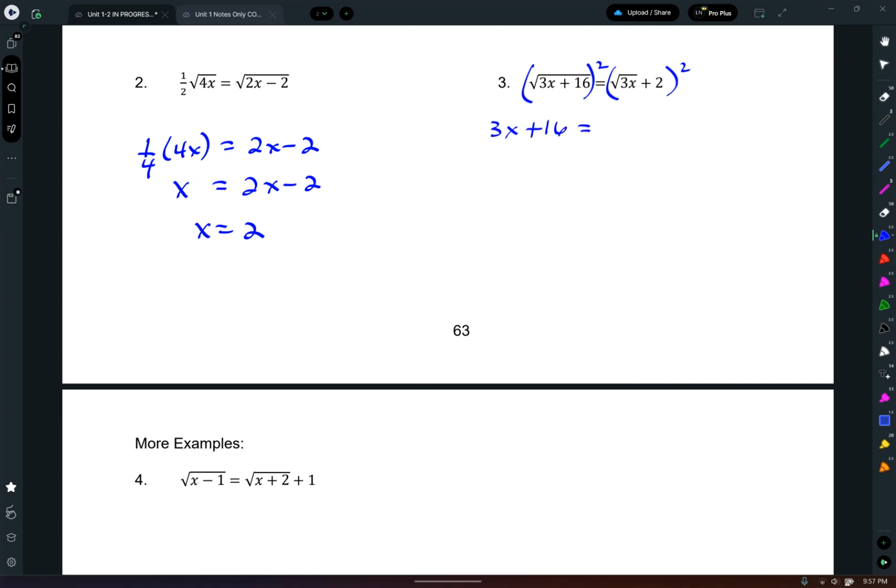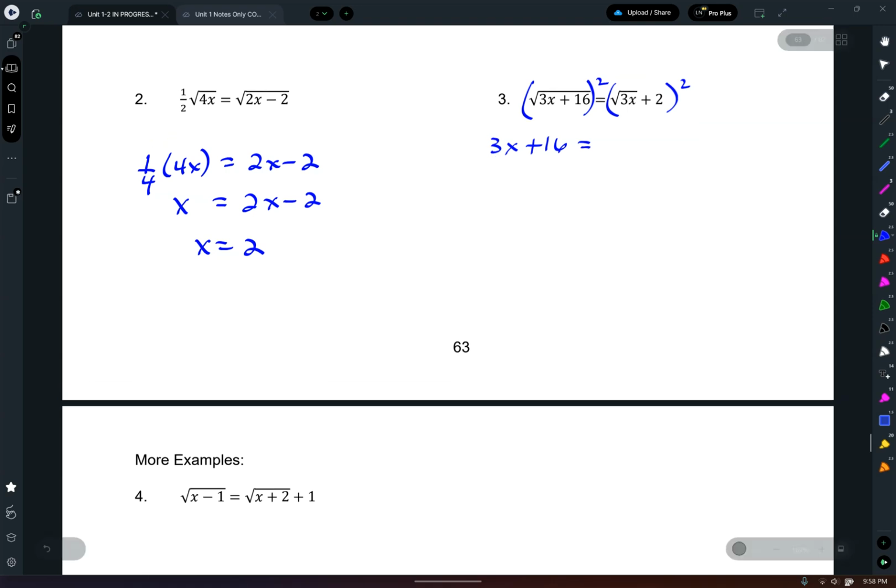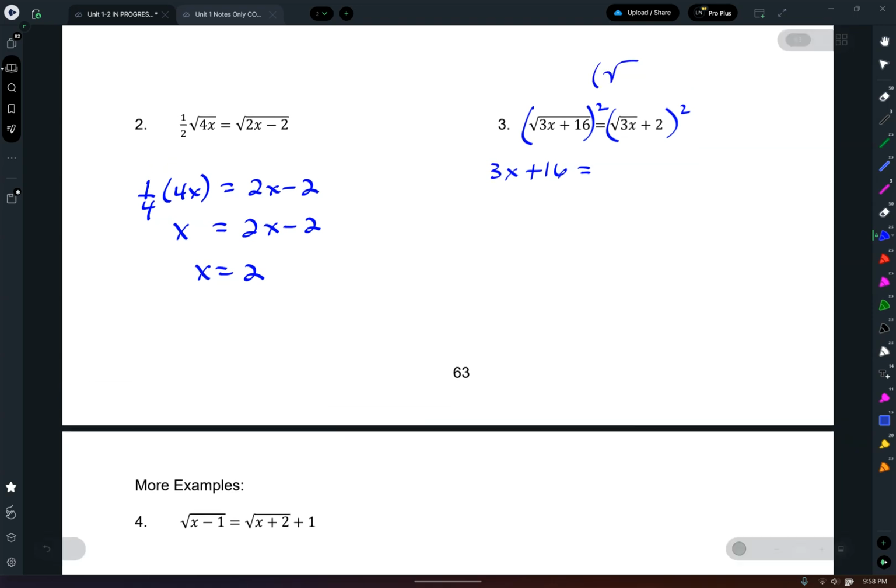Now here's the thing, on the right, remember when you square both sides, you don't just square them separately because it's addition. You have to think of this as taking the square root of 3x plus 2 times itself, right? When you square it, that's like multiplying the entire parenthesis by itself. So you could do the FOIL, yeah, but do you remember the shortcut when you square a binomial?